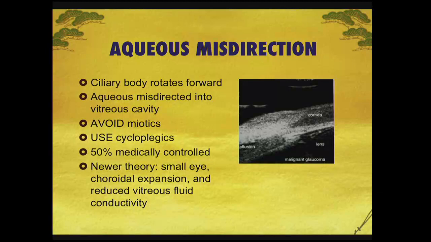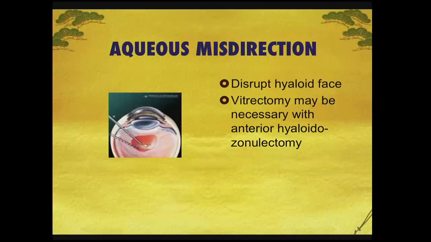A newer theory for aqueous misdirection is that this occurs typically in a small eye. The choroid expands, and somehow that decreases the conductivity of vitreous fluid, and it sets up this cycle where the pressure goes up. When you do surgery for aqueous misdirection, you have to really disrupt the hyaloid face. If a retina surgeon goes in and just does a core vitrectomy, it will not solve the problem. The anterior hyaloid face has to be removed.